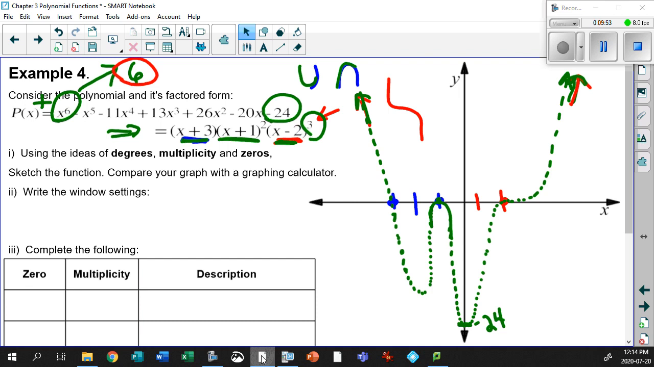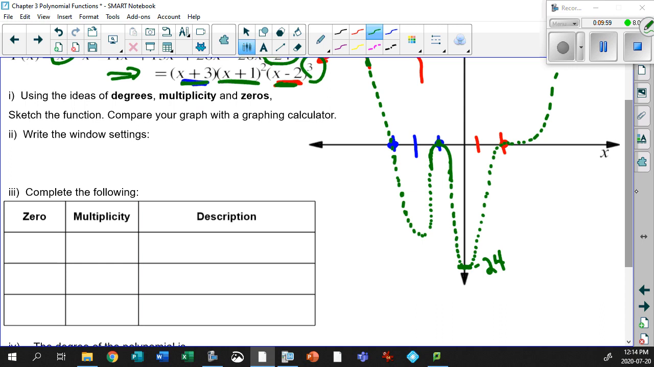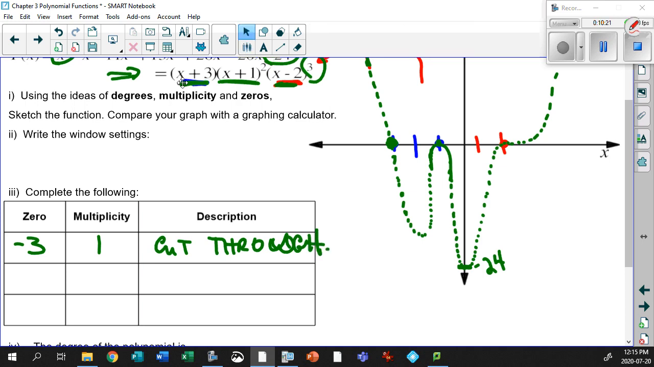So let's throw some conclusions down here. If you look at this, it says, complete the following. All right, let's talk about the zeros. The 0 here is not plus 3. The 0 is minus 3. Remember, it is a minus 0. Multiplicity of only 1. Description, it just cuts right through. Cuts through, no curve. Okay? That's cuts through. Oh my goodness, the English teachers around the world right now hate me.